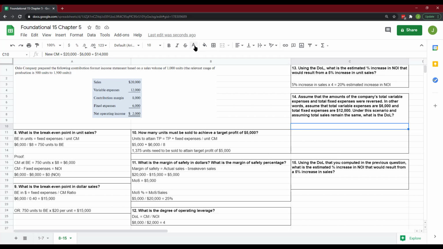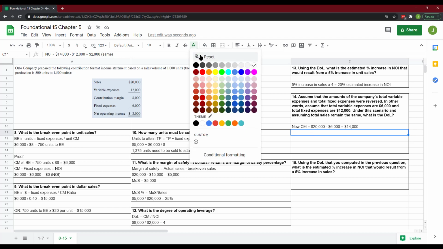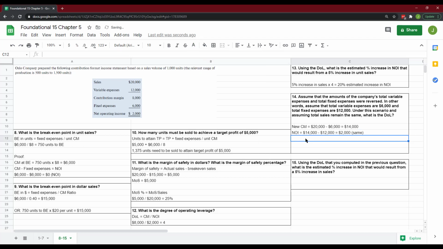So we would first find our new contribution margin. That would be 20,000, not minus 12 in this case, but minus 6,000. That would give us a contribution margin of 14,000. Now we can find our new degree of operating leverage. Remember, our degree of operating leverage is CM divided by net operating income. And your net operating income wouldn't change in this case, right? Because you're just switching where the expenses are being subtracted, but all of the expenses in total that we're subtracting here are staying the same. So we should have the same net operating income, because then we would take this contribution margin of 14,000 minus 12,000 gives us $2,000 left over.